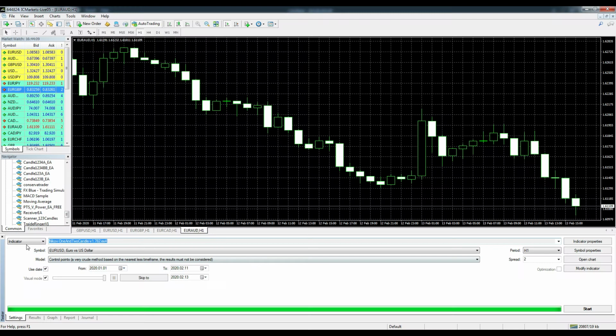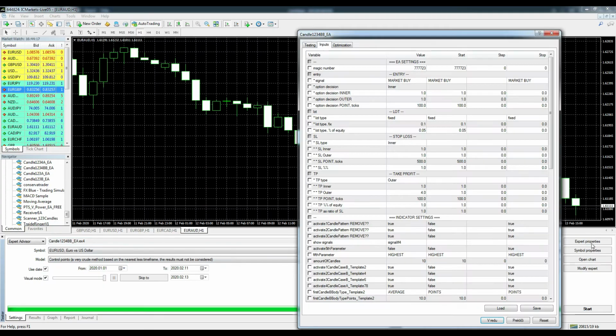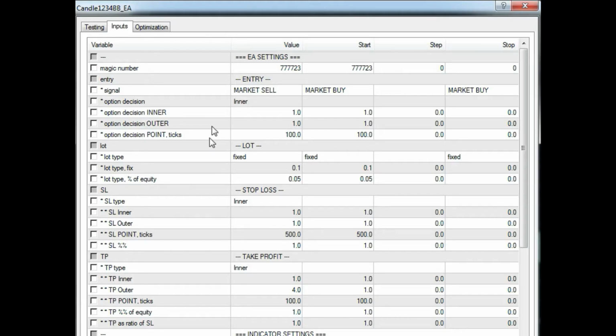Welcome to the Ultimate Pattern Builder Expert Advisor Guide, where I will show you how to test and auto-trade any pattern. First, we need to choose Expert Advisor and then open Expert Properties. If you look at Settings, you will see that it has two parts. First part is about position and is called EA Settings. These settings include entry position, lot size, stop loss and take profit.